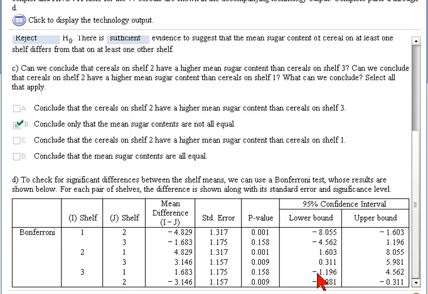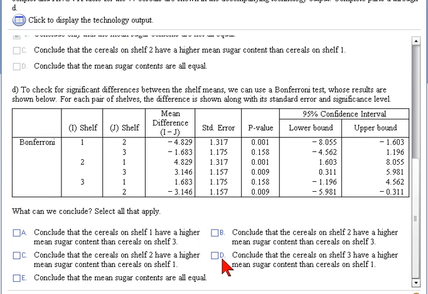Okay, so it looks like shelf 2, right at your little kiddo eyeball level, is where the highest sugar content is. Now in 3, okay, well, let's look at 3 and 1. Doesn't seem to be a difference. Notice 0 is in the confidence interval. 3 and 2, again, it's negative, so the 3 has lower sugar than 2. So let's see if we can put all those words together.